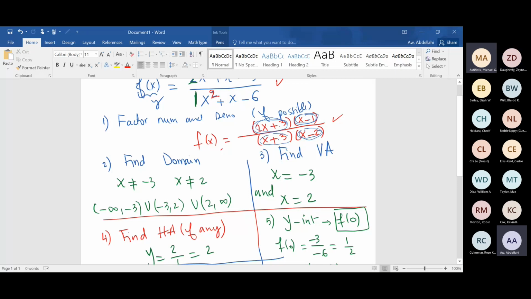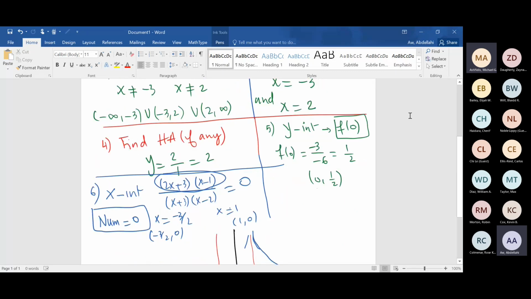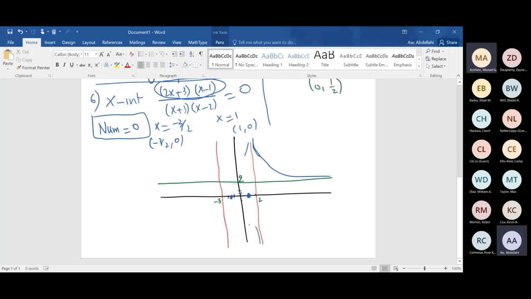When you plug in 1.9, what's 2x plus 3? Going to be positive, right? What's x minus 1? 1.9 minus 1 is positive. 1.9 plus 3 is positive. But 1.9 minus 2 is negative. So the whole thing will be negative, so my graph will be below. So it's going to be like this. So probably my graph will go like this, something like that. And now I go to negative 2.